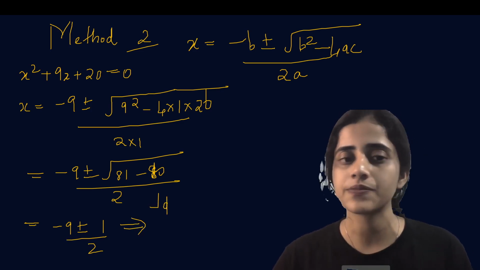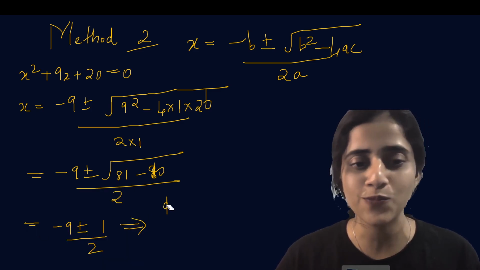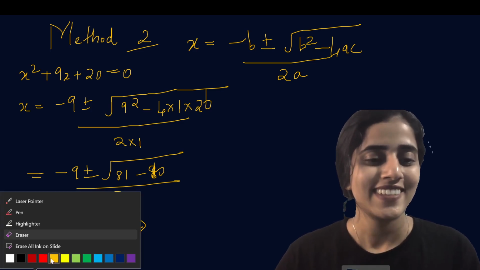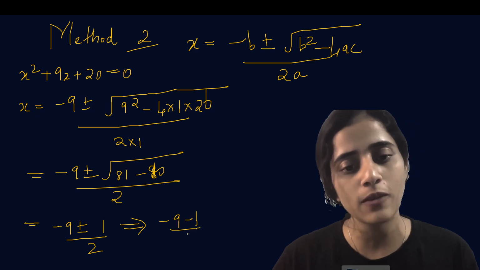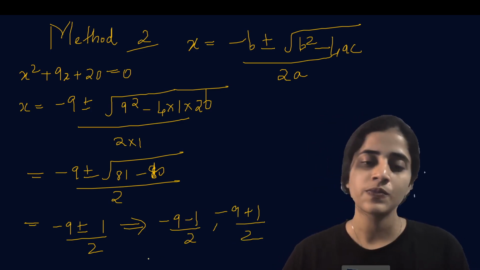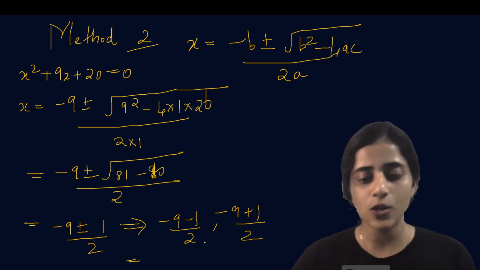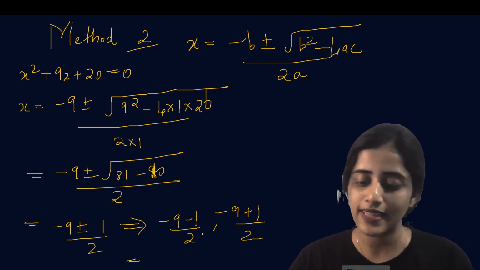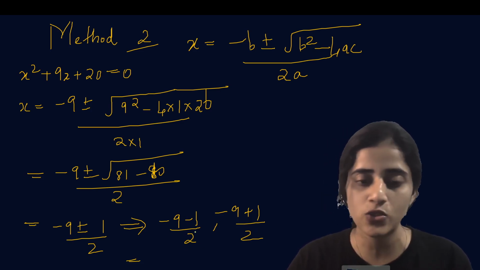Sorry, students, this pen is misbehaving. This will be minus 9 minus 1 by 2 and minus 9 plus 1 by 2. And what are those? Minus 9 minus 1 by 2 is minus 10 by 2. Minus 9 plus 1 by 2 is minus 8 by 2.